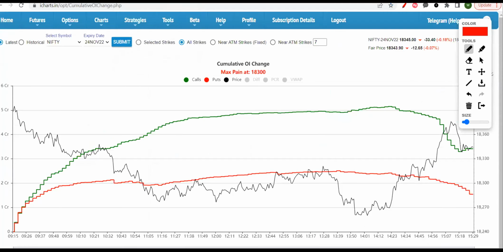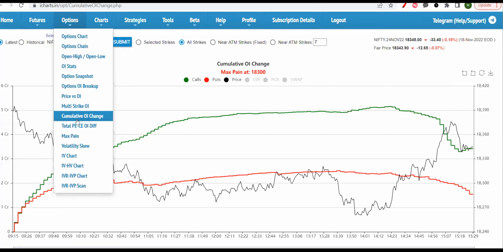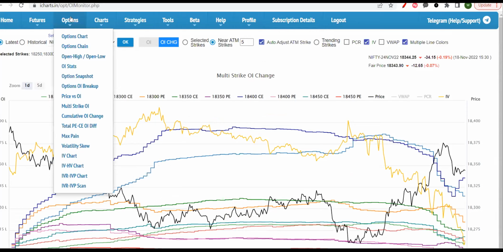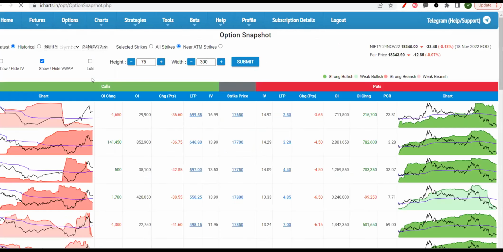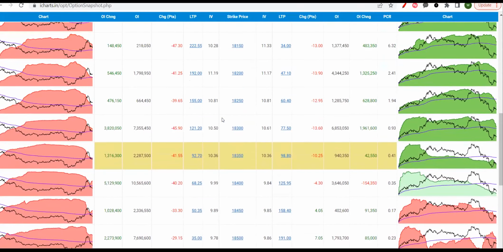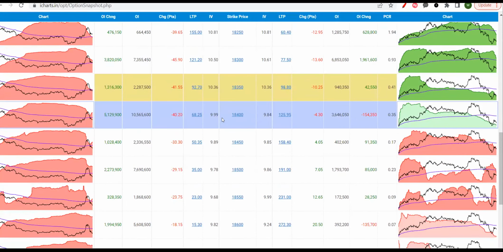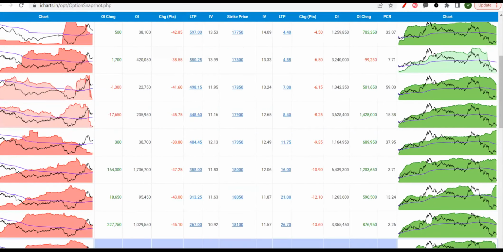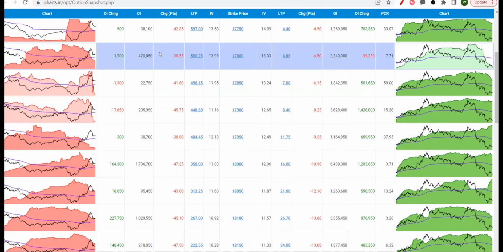In iCharts, we have a lot of other data points also. This was cumulative OI. Then we have multi-strike OI, where OI of different strikes is available. Then an option snapshot is also there, in which you get charts of all the strikes, ATM and OTM, showing how the OTMs and ATMs are behaving. You can get that from here. So there are different things you should explore, and we use all these tools in different scenarios.